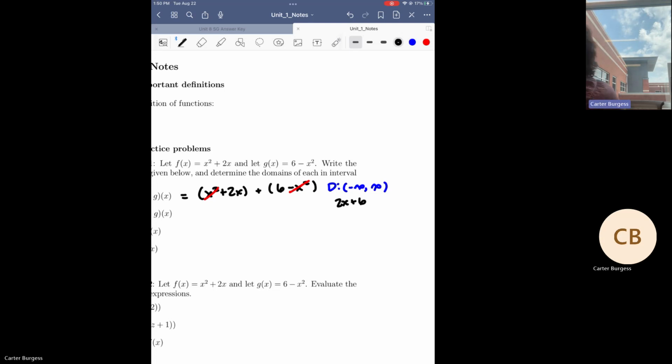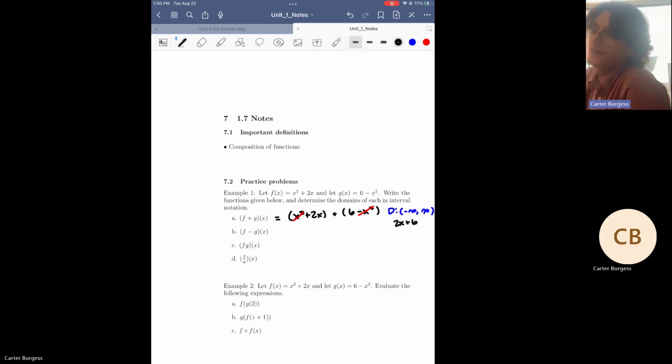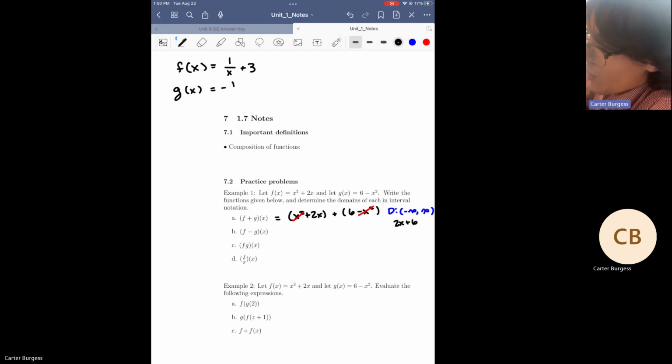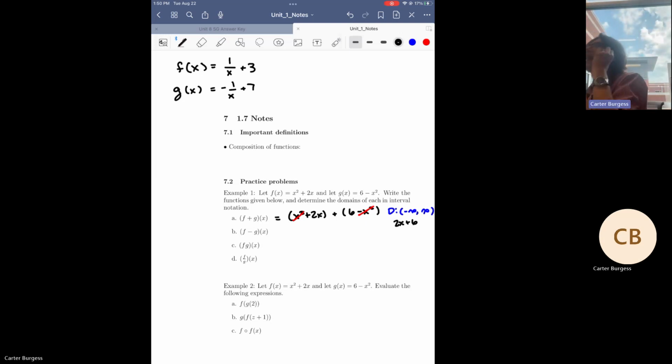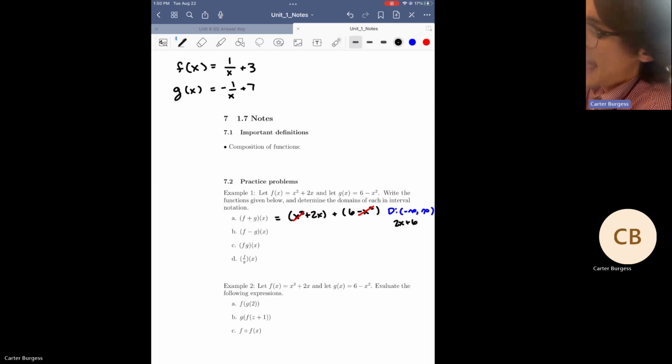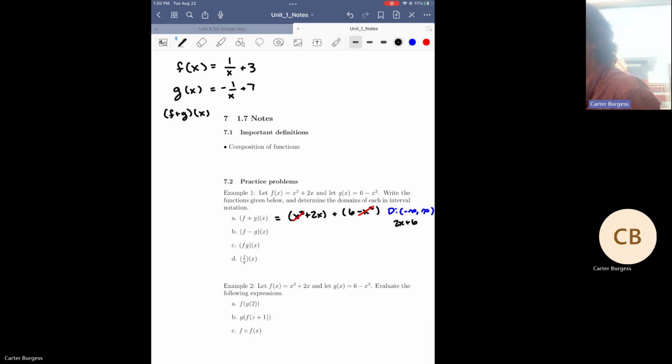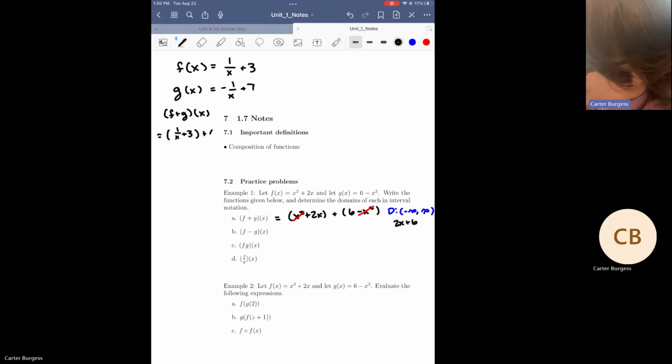But again, I want to hammer this in. Let's consider a hypothetical here. Let's instead think of f of x as 1 over x plus 3. And maybe g of x is equal to negative 1 over x plus 7. And I want to, again, pointwise add these functions. So I want to do f plus g of x. And so I do that. I get that this is equal to 1 over x plus 3 plus negative 1 over x plus 7.